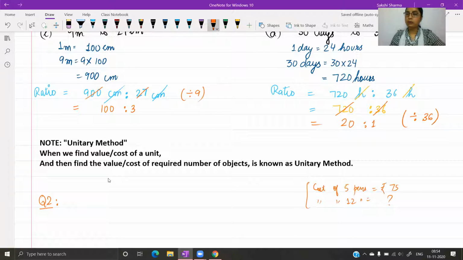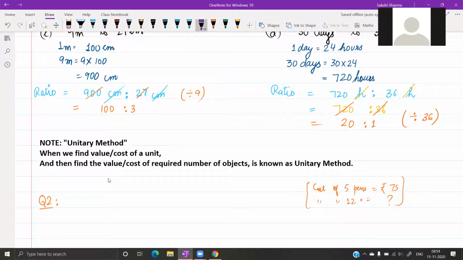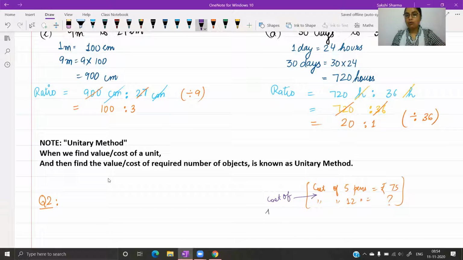If this is the problem, how would you solve it? First we will find the value of 1 pen and then 12 pens. That's right. Before we find the cost of 12 pens, what we would like to do is find out how much 1 pen costs. What is the cost of 1 pen?